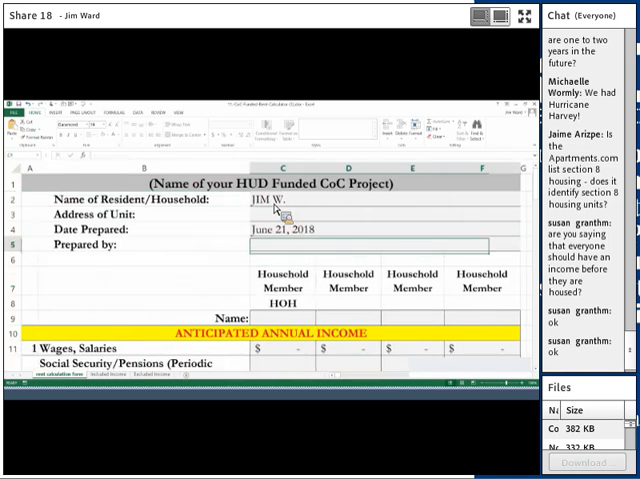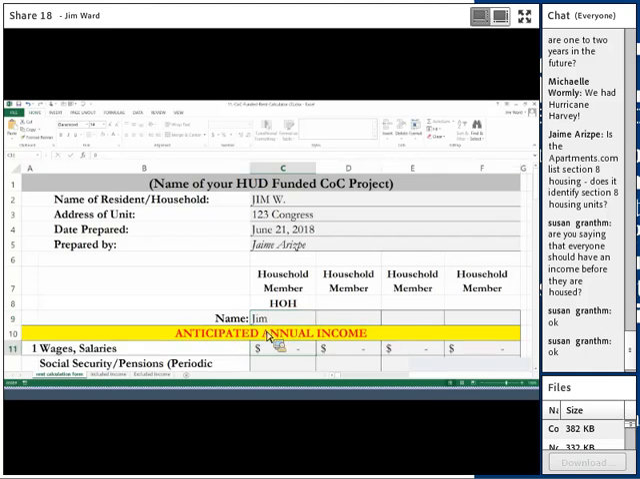Let's just say a little bit 123 Congress. And this was prepared by Jaime Arispe, because I'm in the West Care Next Step project. So, right, you would put my name here. And then you would put my annual wages and salaries.